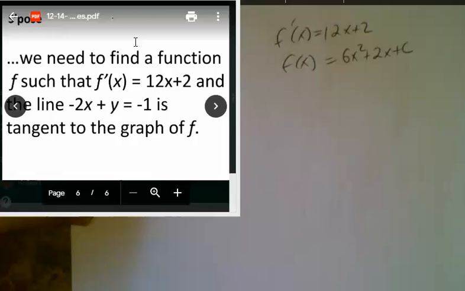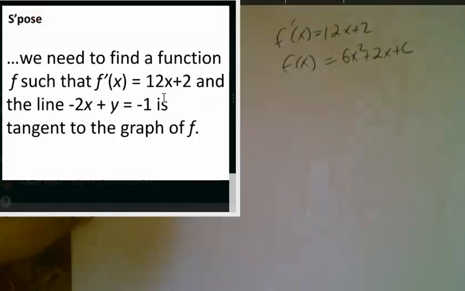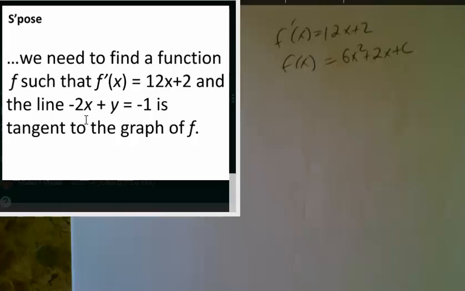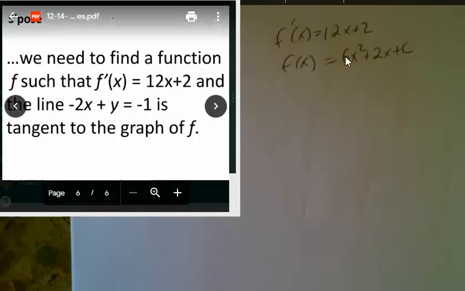Unfortunately, they want the actual function f, which has this requirement as well. The line negative 2x plus y equals negative 1 is also tangent to that graph. Well, that means we need to know specifically which function this is in order for that to happen. Well, in order to do that, we need some kind of initial condition. I need a point that's on this curve so I can lock in what c is.